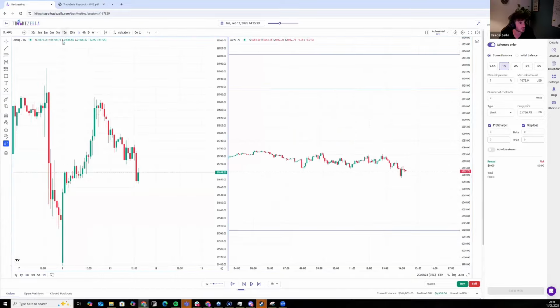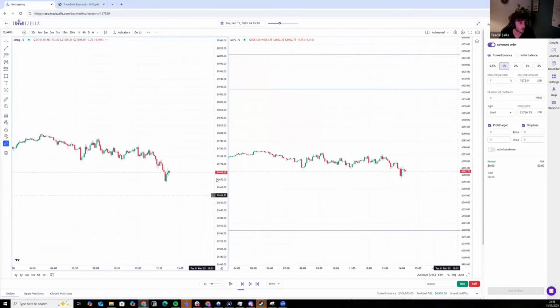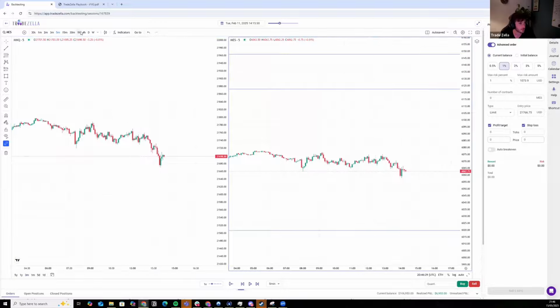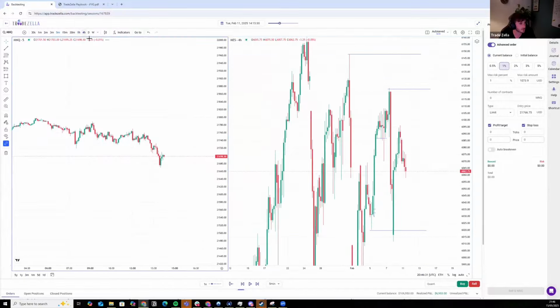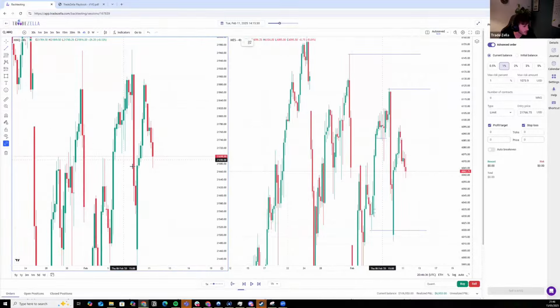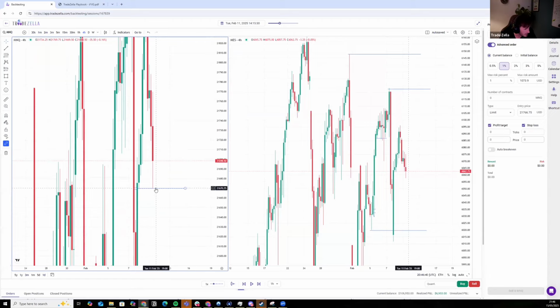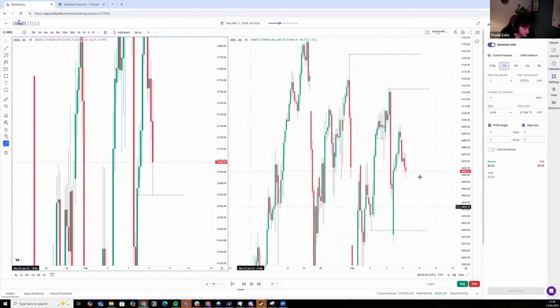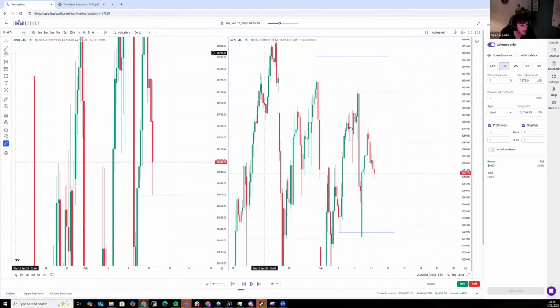Okay, so next day. Let's wait for market open. First things first, we're going to look for our draw on liquidity for the day. Which is where? We have taken out this low. No, we haven't taken out that low on NQ, but we did take out that low on ES.